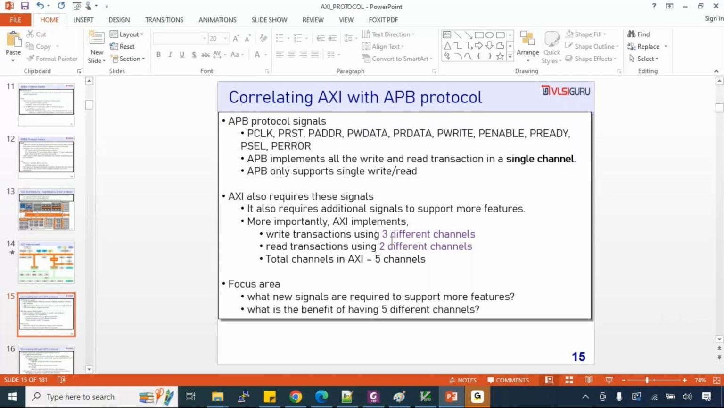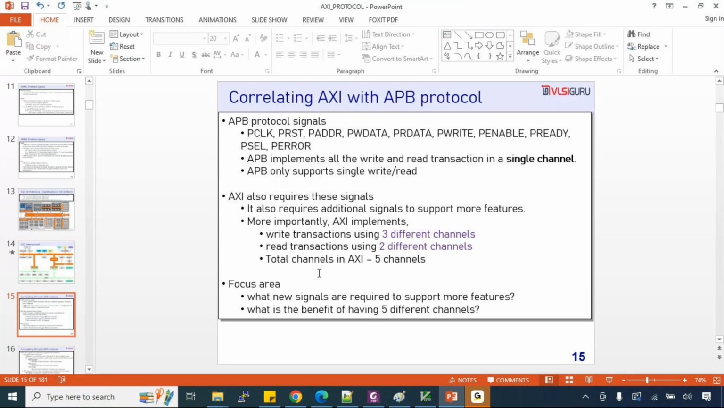Here multiple means 3, here multiple means 2. It's compulsory to have 3 different channels for write transactions and 2 for read transactions. Every write transaction is implemented in all the 3 channels. Every read transaction is implemented in the 2 channels. Don't take it literally like the TV example. Don't take it as if it is fixed. It cannot change.